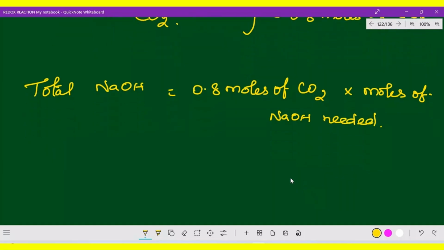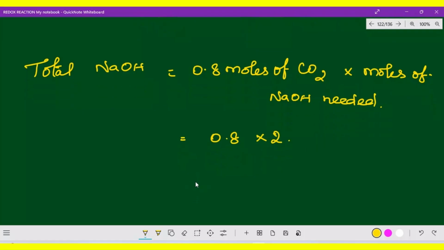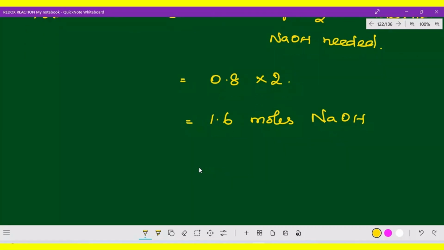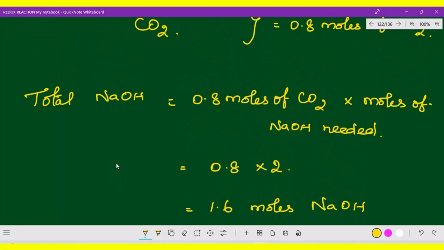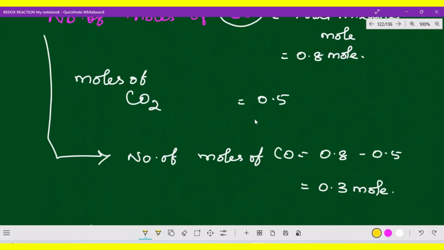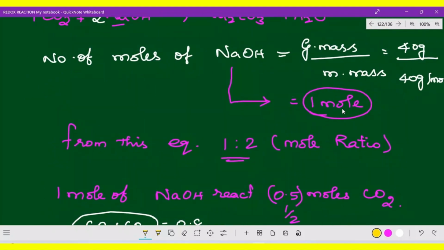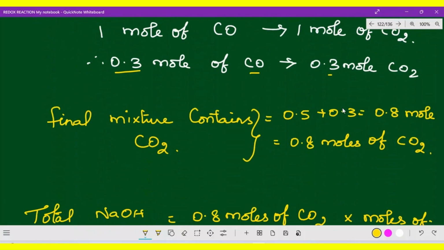Now that means 0.8 moles of carbon dioxide requires how much? 2 moles of sodium hydroxide, as in the equation. So you will get 1.6 moles of sodium hydroxide. So 1.6 moles of sodium hydroxide required. Actually, how many moles has it taken in that calculation? 1 mole only. Given number of moles of sodium hydroxide is 1 mole, but here 1.6 moles is required.